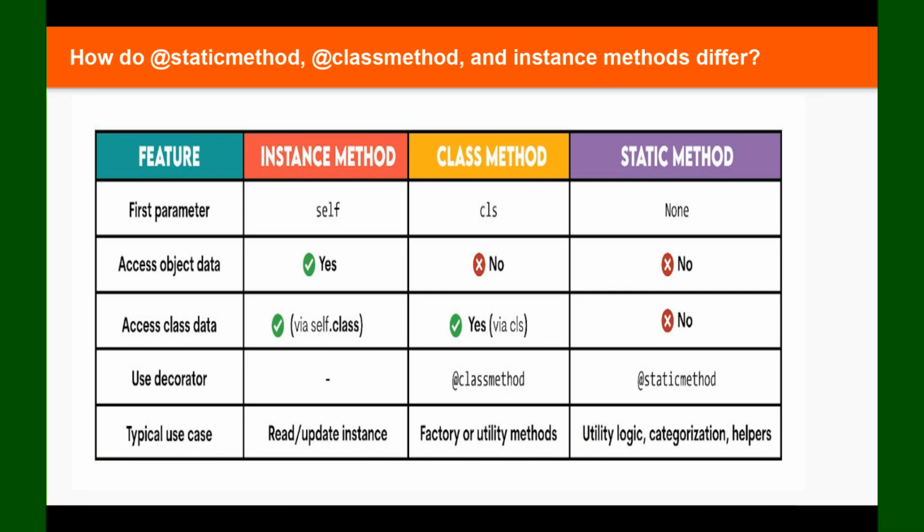We use decorators for class methods and static methods but not for instance methods. If we are updating or reading an instance, we use an instance method, or if you have factory methods, we can use a class method. If you have utility logic, categorization and helpers, we will use a static method.